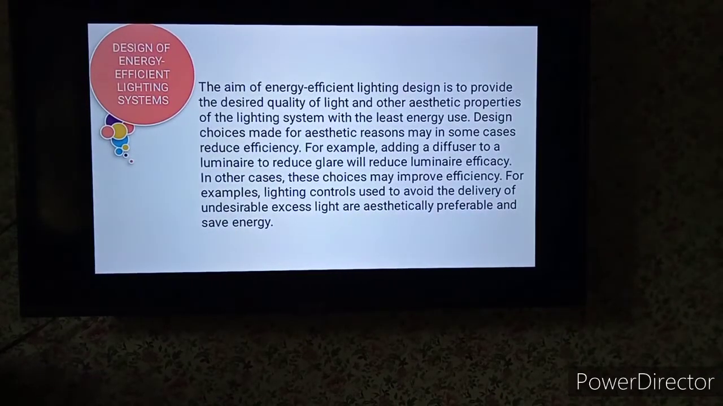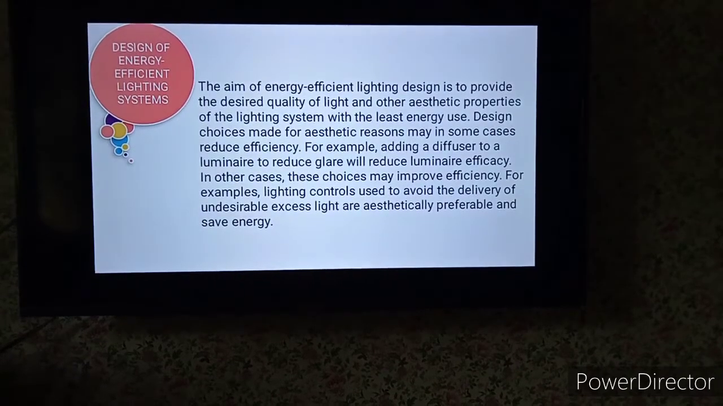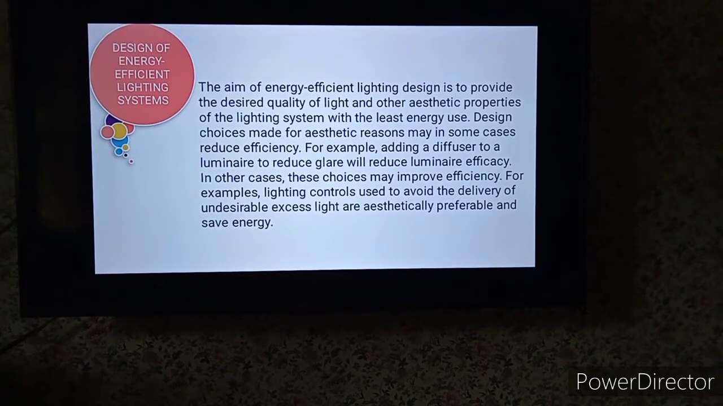Design of energy efficient lighting system. The aim of energy efficient lighting design is to provide the desired quality of light and other aesthetic properties of the light system with the least energy use. Design choices made for aesthetic reasons may in some cases reduce efficiency. For example, adding a diffuser to a luminaire to reduce glare will reduce luminaire efficacy. In other cases, these choices may improve efficiency. For example, lighting controls used to avoid the delivery of undesirable excess light are aesthetically preferable and save energy.